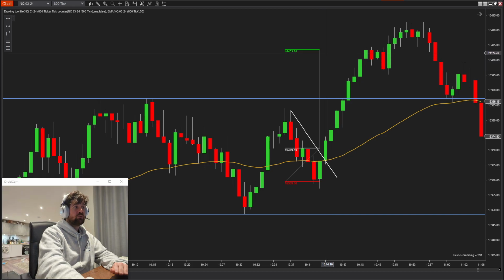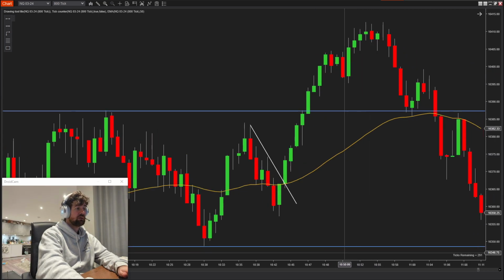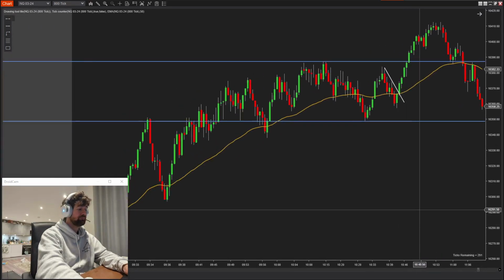I would then leave my order in, and because this was pushing to 403, honestly, when it got into the high 90s, I'd probably be happy to take this off for around a 25-point gain on the second piece. So pretty clean setup there.